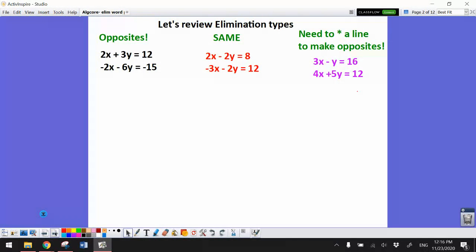Okay, so the first one, I see that I have the opposites. So I see that I can eliminate right here, make those go away, add down. 3 plus negative 6, that's a negative 3y. 12 plus negative 15, that's negative 3. So negative 3y would be negative 1. And then to substitute in, I put in my negative 1. I'm going to use line 1. 2x minus 3 is 12.